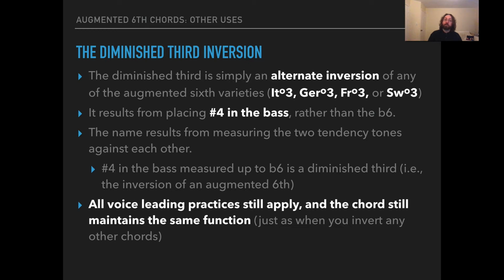It is, if we reduce it down, a diminished third. So F sharp to A flat is a third that's squished down to a diminished third. So F sharp to A is a minor third, F sharp to A flat is that diminished third. In this case, all voice leading practices still apply, and the chord still maintains the same function, just as when you invert any of the other chords.